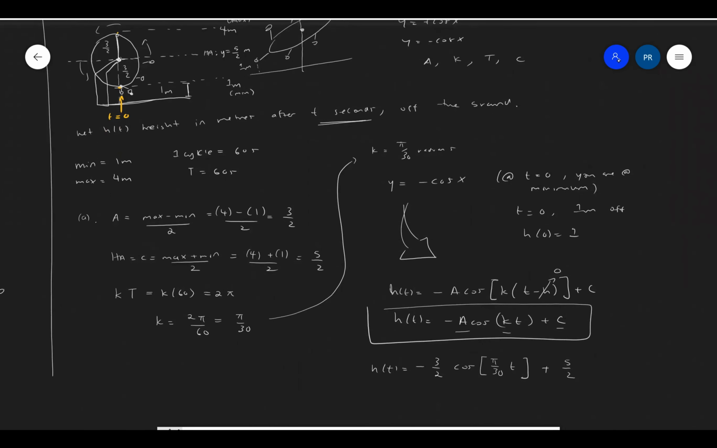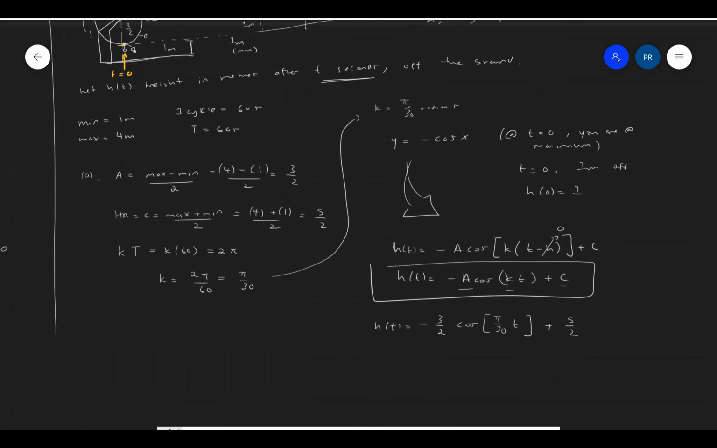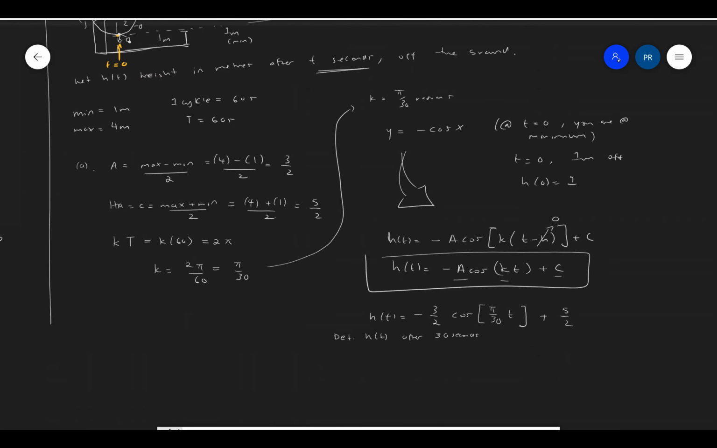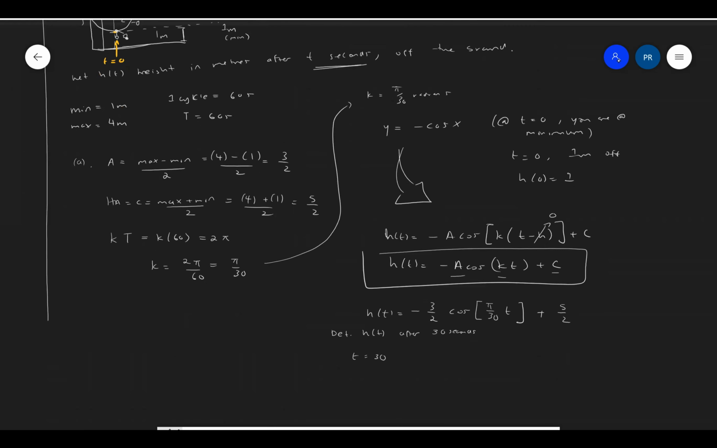And we also determined our period. Well, we had our period, but we also determined our frequency by finding the period. So after you find the equation, you can find certain values. Like for instance, if I wanted to determine the height after, let's do 30 seconds. If you want to determine the height after 30 seconds, you just let t equal 30. You plug that in. You do h of 30 is equal to negative 3 over 2 cosine pi over 30 times 30 plus 5 over 2.